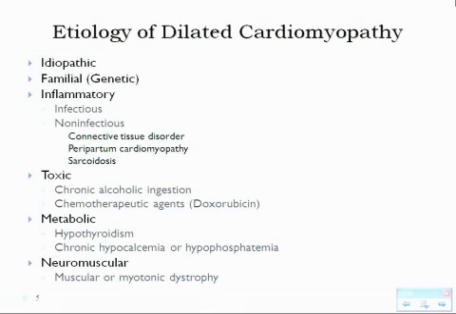Toxic agents can actually dilate the heart and cause damage, such as alcohol, so chronic alcohol ingestion. Chemotherapeutic agents specifically cause dilated cardiomyopathies because they actually damage the heart. The biggest culprit of that is doxorubicin. Doxorubicin is actually a red medication that we give for chemotherapy for many different kinds of cancers.